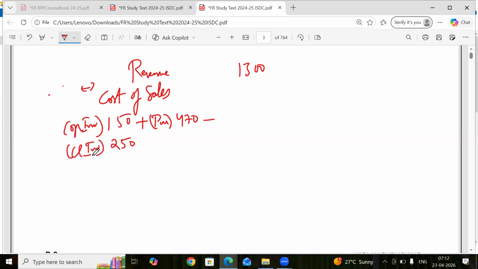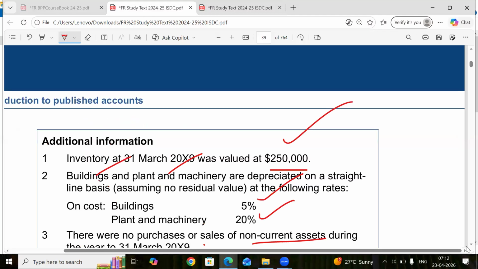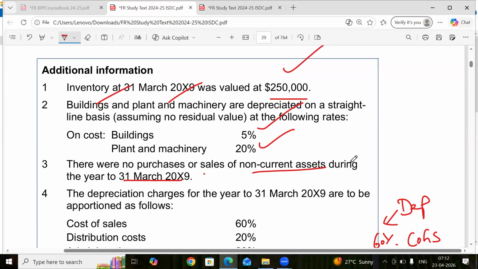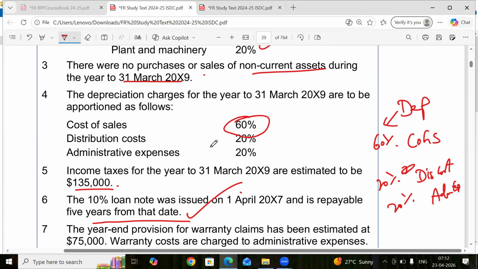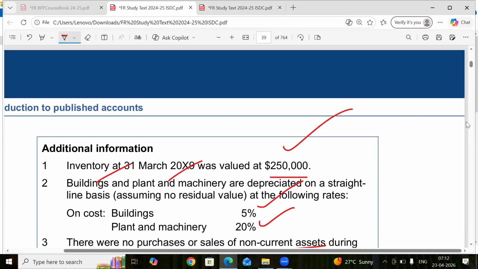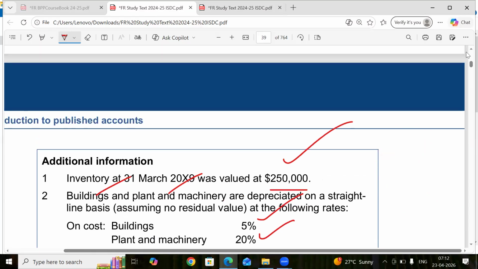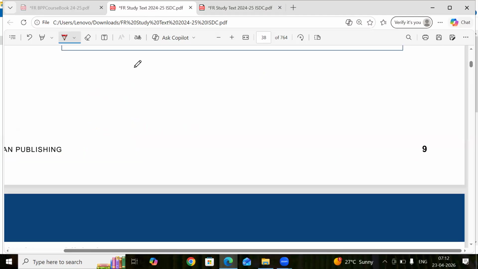So these three we are going to take, but you have been given one adjustment regarding depreciation. They said whatever depreciation you calculate, 60% of that should go for cost of sales. So let's do the depreciation calculation. We will do a running note here. There are three assets, right?